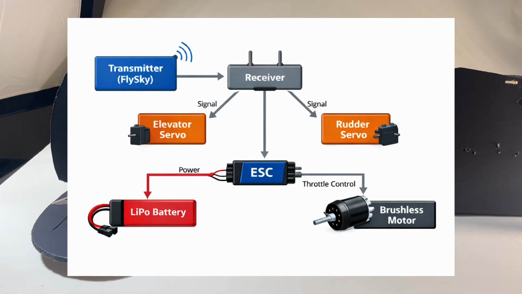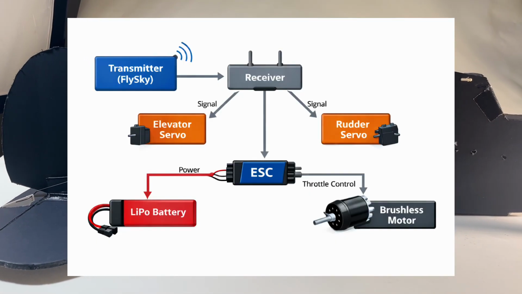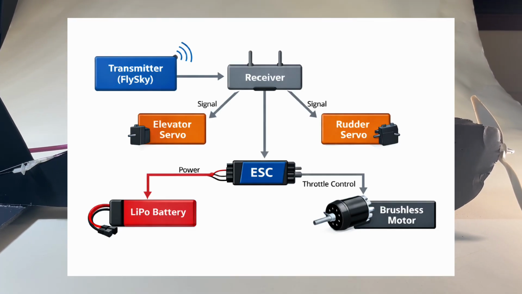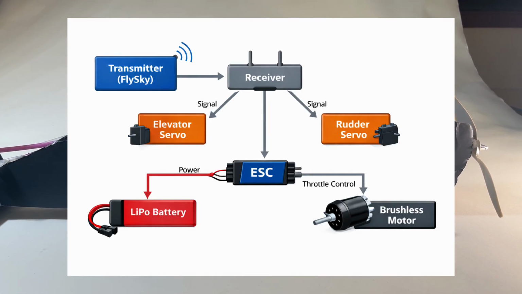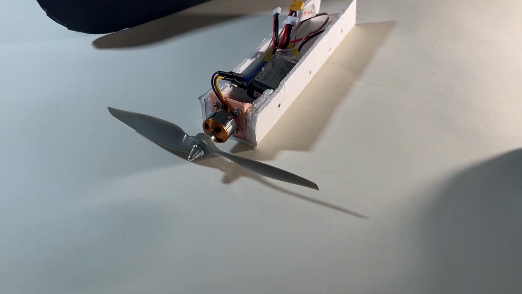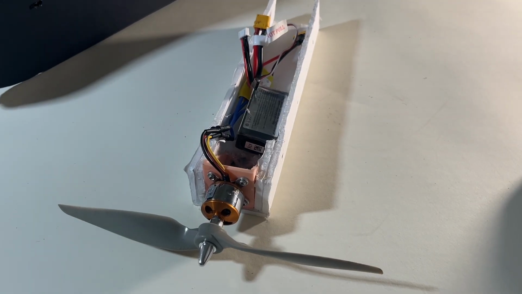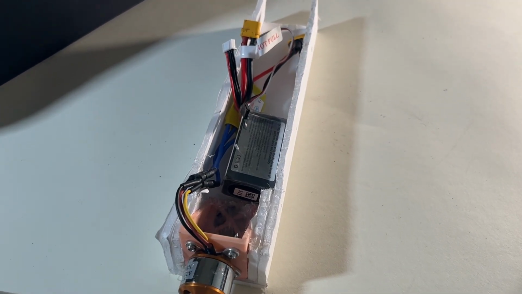Functionally, the battery powers the ESC and motor for thrust, while the receiver takes the radio signal and commands the servos for pitch and yaw control, with the ESC also providing regulated power to the receiver and servos. We mounted everything using a swappable power pod so it was easy to access for repairs and stayed secure to keep balance consistent between flights.